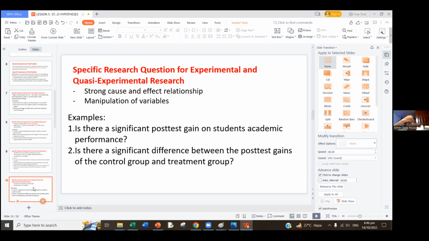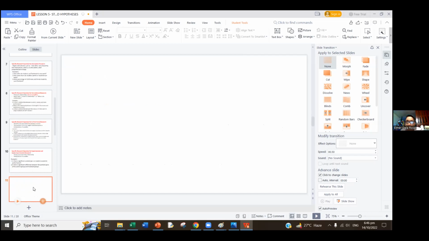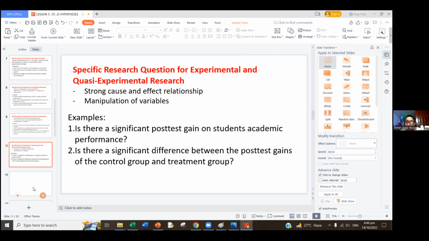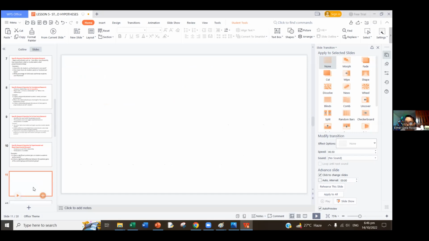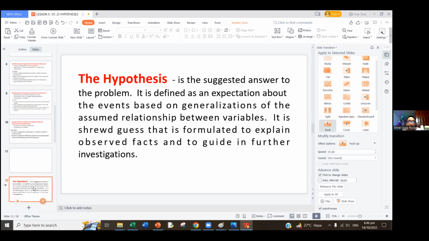Okay? So malinaw ba yung how to state the research question for descriptive, correlation, ex post facto, and experimental designs? Now let's go to the hypothesis. So after you have stated your research question, you can now formulate your hypothesis. Okay, so what is hypothesis? So hypothesis is the suggested answer to the problem.